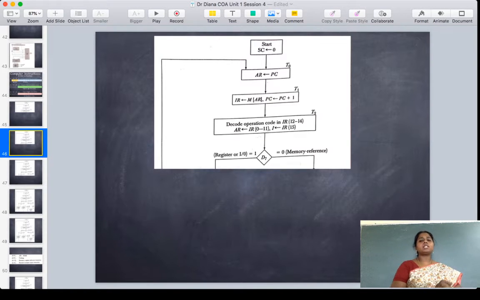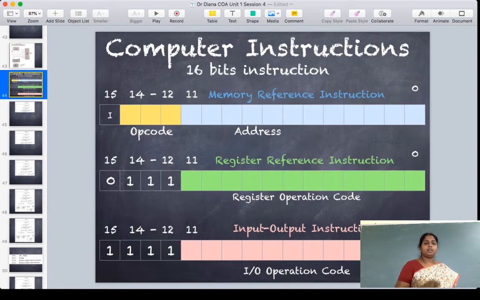Then once I have decoded, I have to identify what kind of instruction we are dealing with. To understand that first difference, we will see: the major difference between memory reference and other types of instruction is that if bits 12 to 14 are set to 1, then it can either be a register reference instruction or an IO instruction. For any other combination, it can be a memory reference instruction. These 3 bits are sent to the decoder, and the decoder's outputs are D0 to D7.